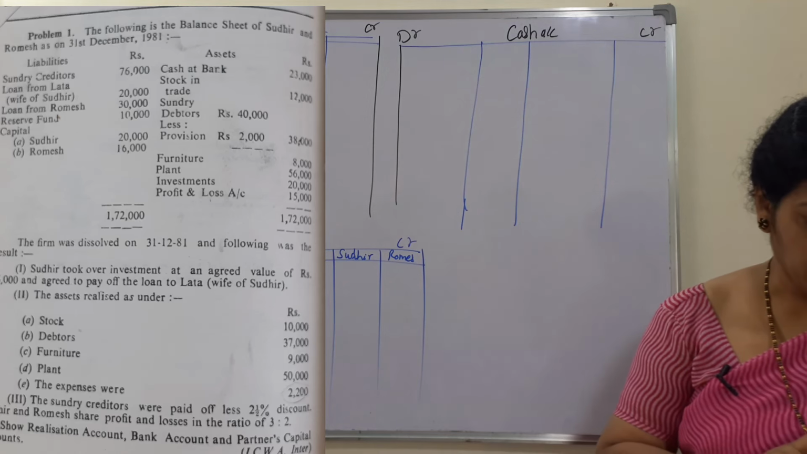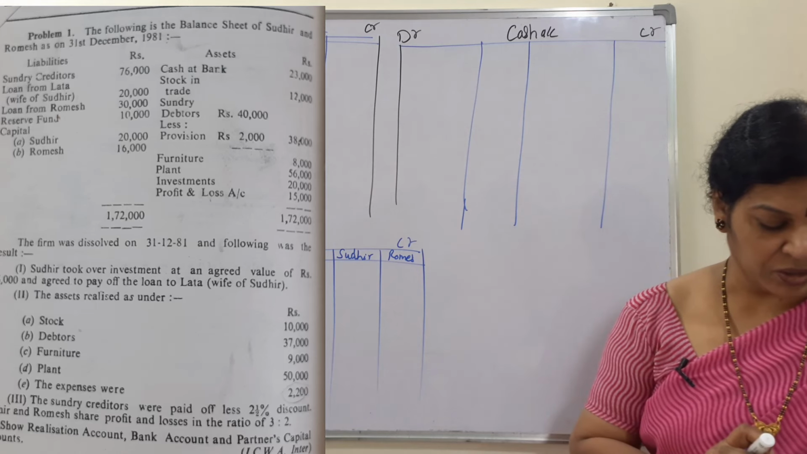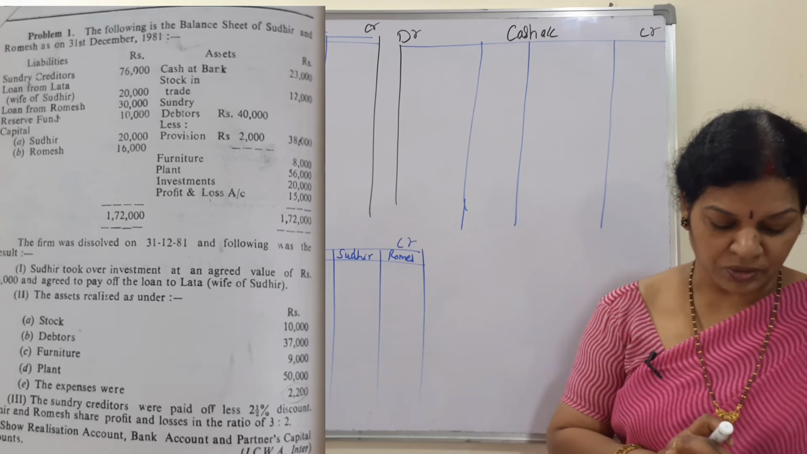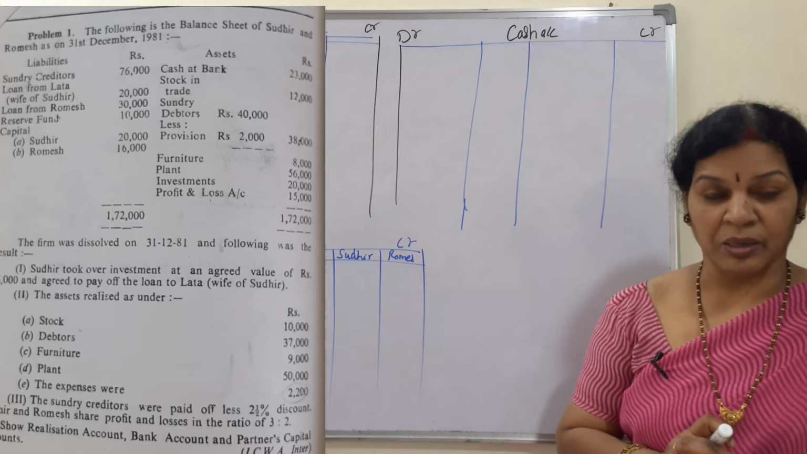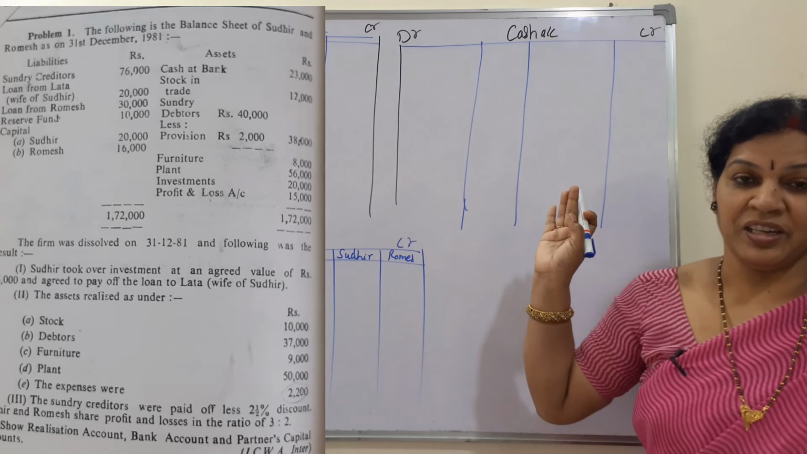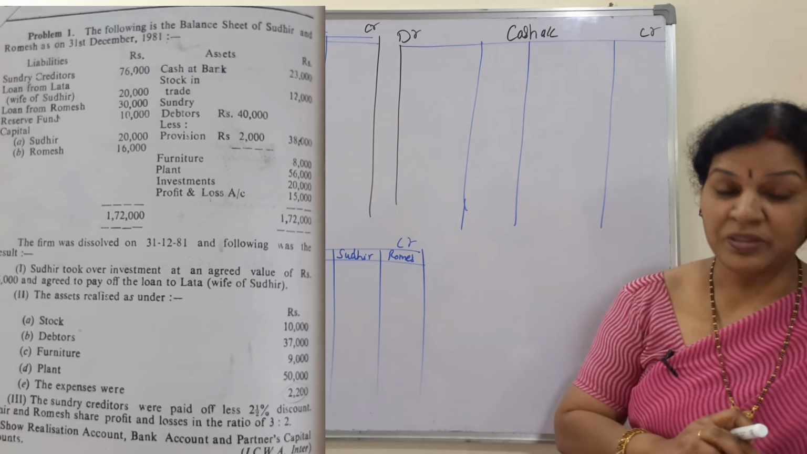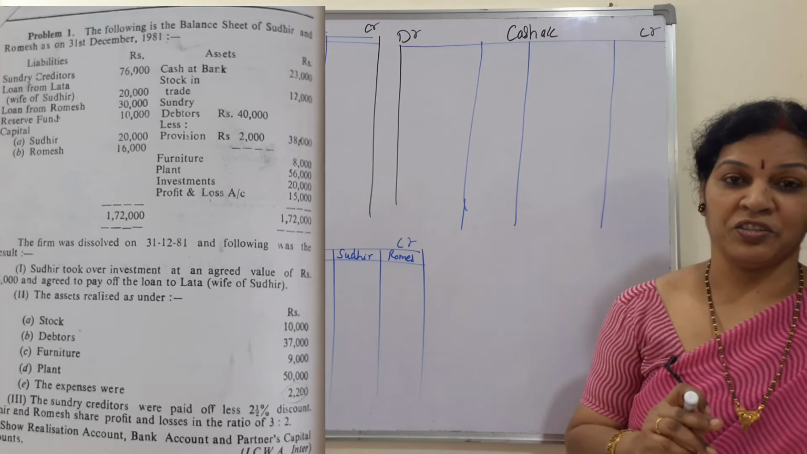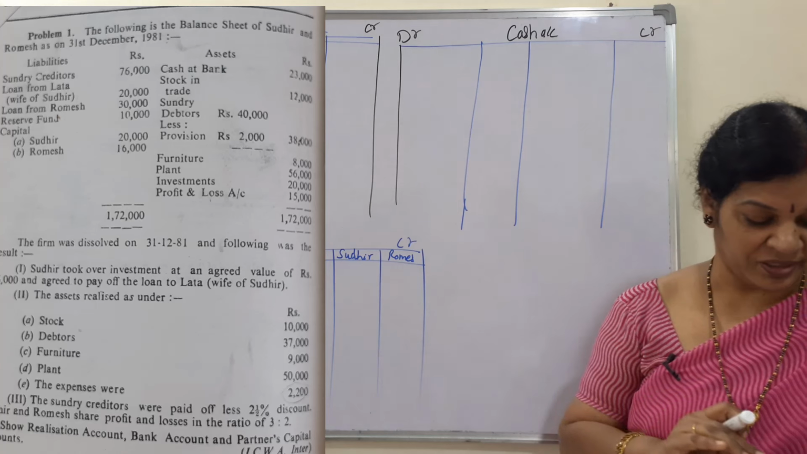Now the assets realized as under. So how are they realizing the assets? Stock 10,000, debtors, furniture, plant. All these things total up. So at what rate are they realizing? This amount is given. This total you will be saying by cash. Realization account by cash. So these four. The expenses of 2,200 will come on the debit side of the realization account to bank. In brackets you will write expenses.